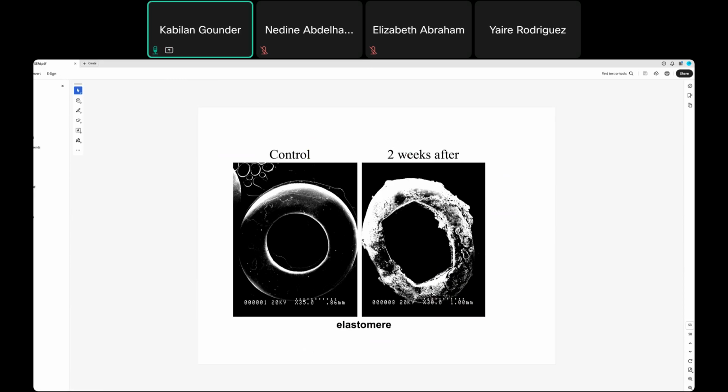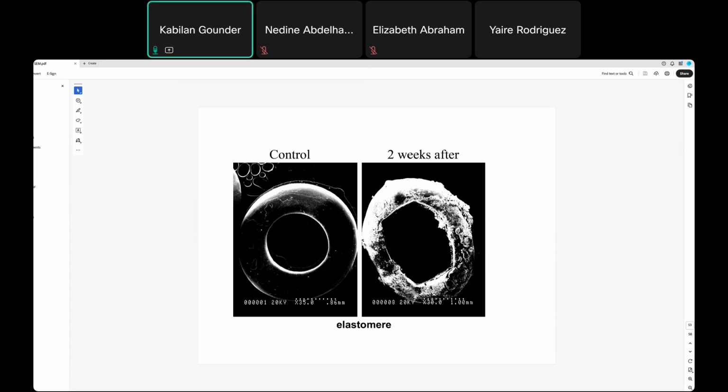So it's 2 weeks after. The elastomere, you can see, we collected the elastomere from the patients, and then we washed with the PBS, and then we put them into the anaerobic chamber. So after 2 weeks, you can see how severe the biofilm forms, how dense on the surface of the elastomere. And this is a control group, so we didn't see any biofilm.